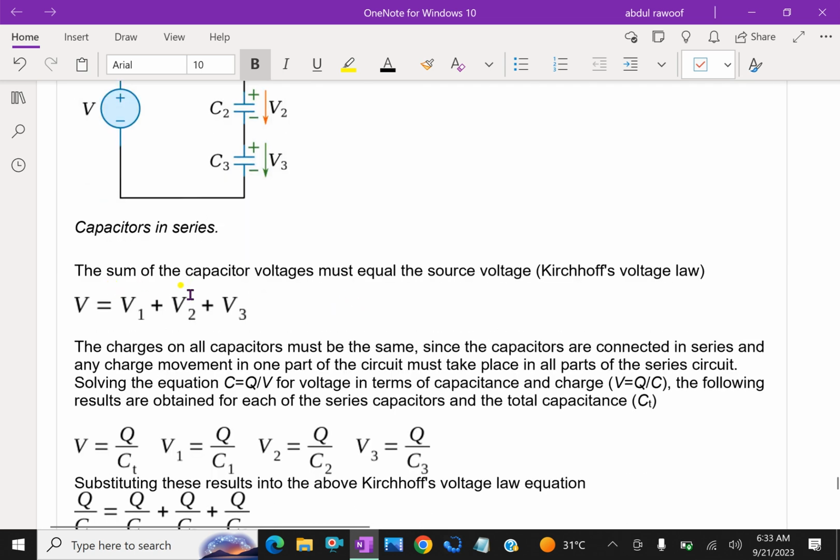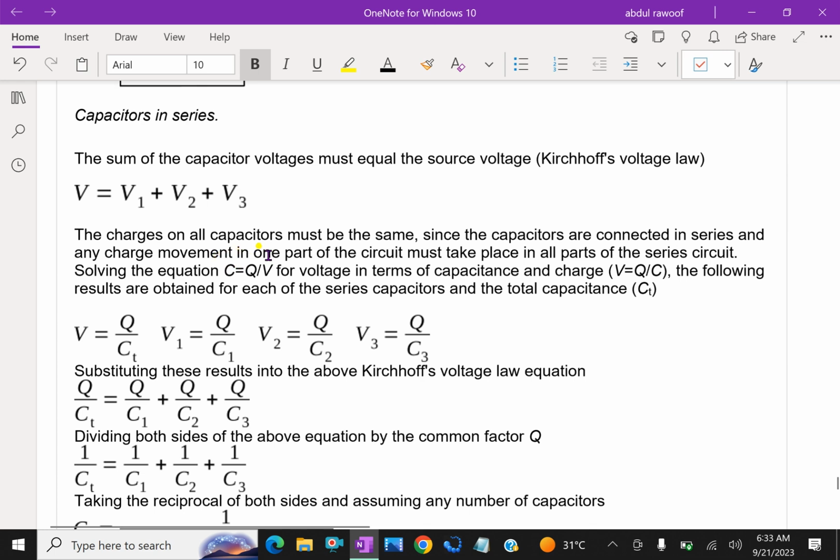The sum of the capacitor voltages must equal the source voltage, that is V equals V1 plus V2 plus V3. The charge on all capacitors must be the same. Charge is the same in series capacitors, since any charge movement in one part of the circuit must take place in all parts of the series circuit. We know that C equals Q over V. Therefore V equals Q over the total capacitance CT.